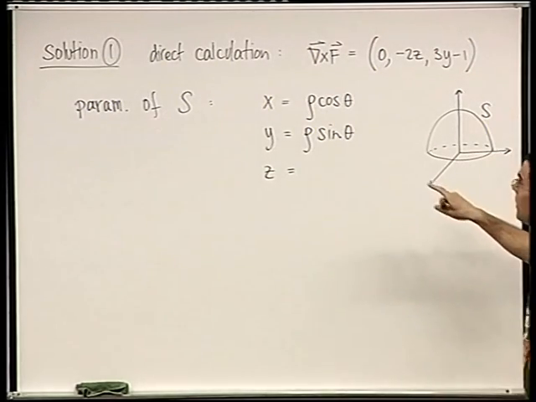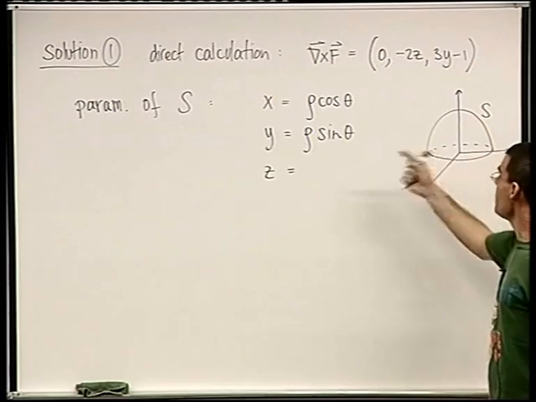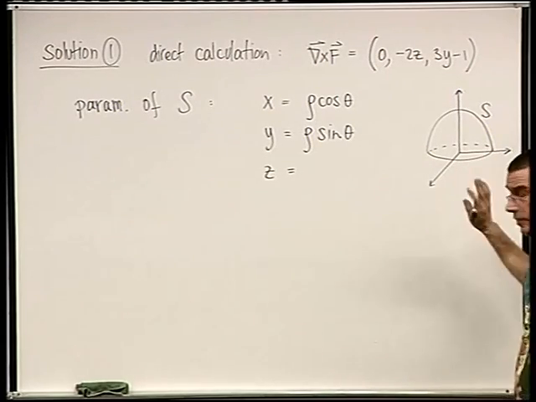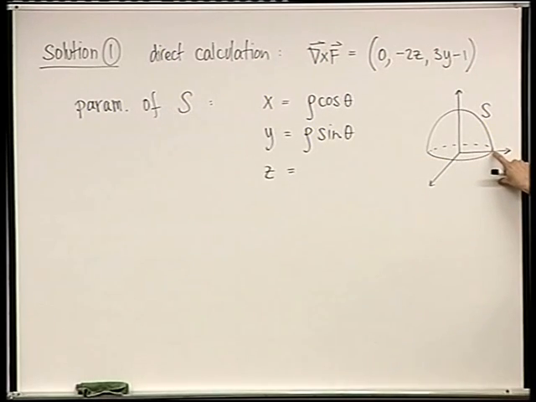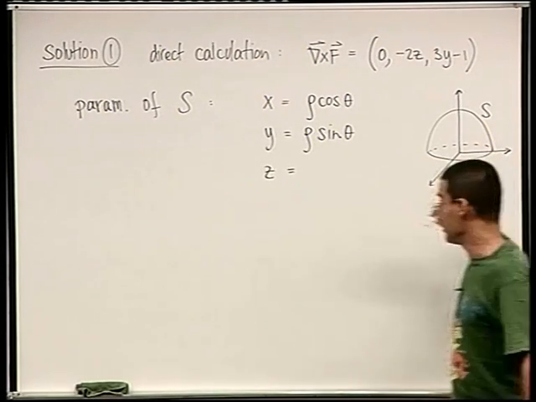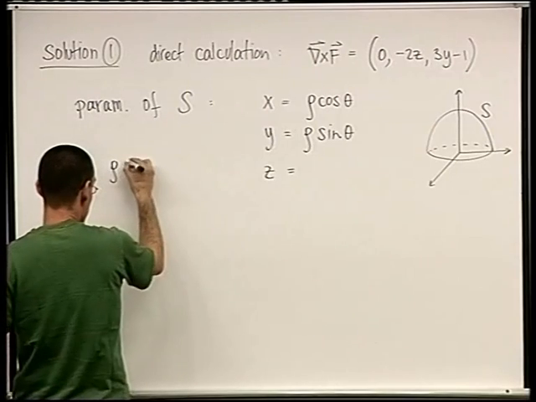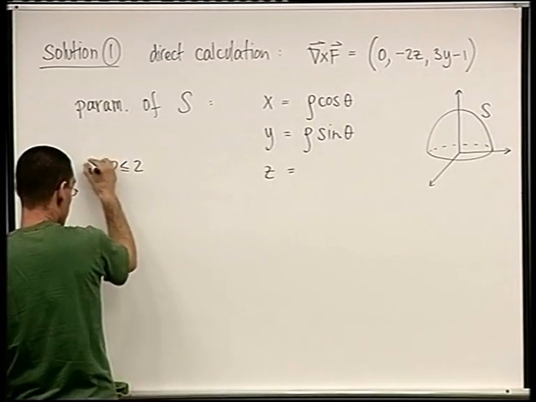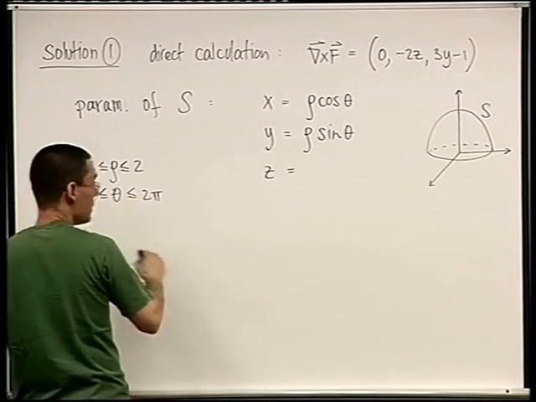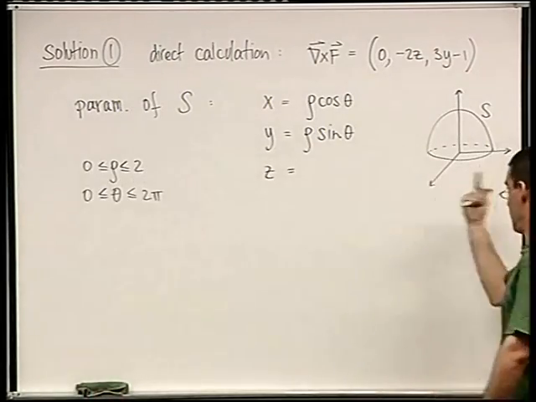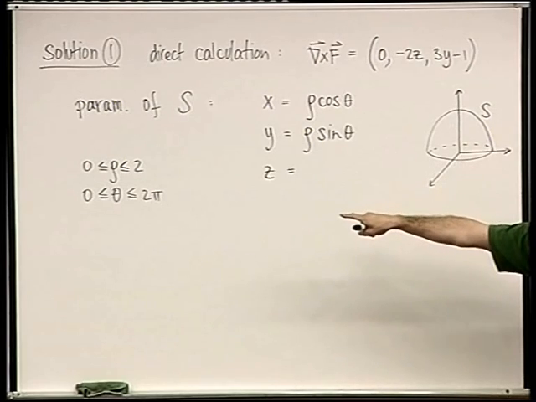So points on this paraboloid, the rho and the theta have the liberty of being in all directions, and rho can go as far as 2, right? That's as far as it goes. So rho is going to be less than or equal to 2. Theta is going to be between 0 and 2 pi. That restricts me to points above this circle. But what is the z?